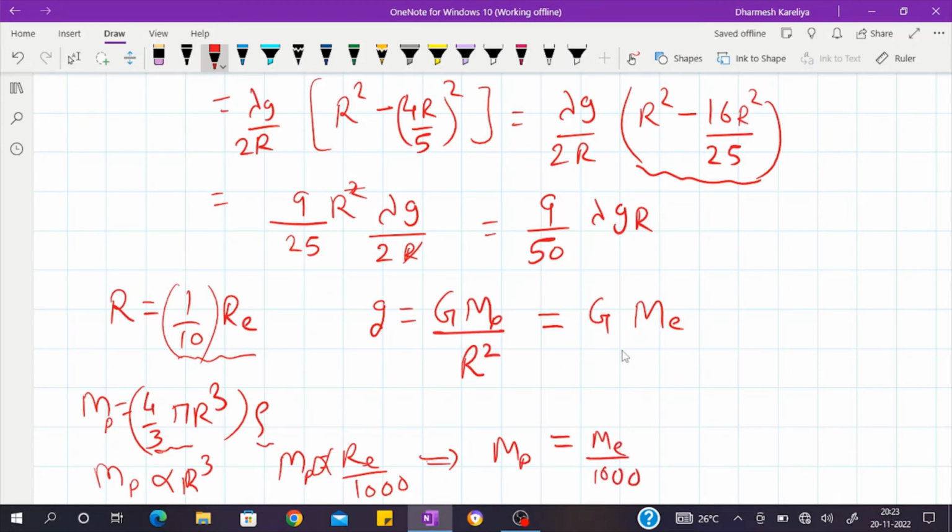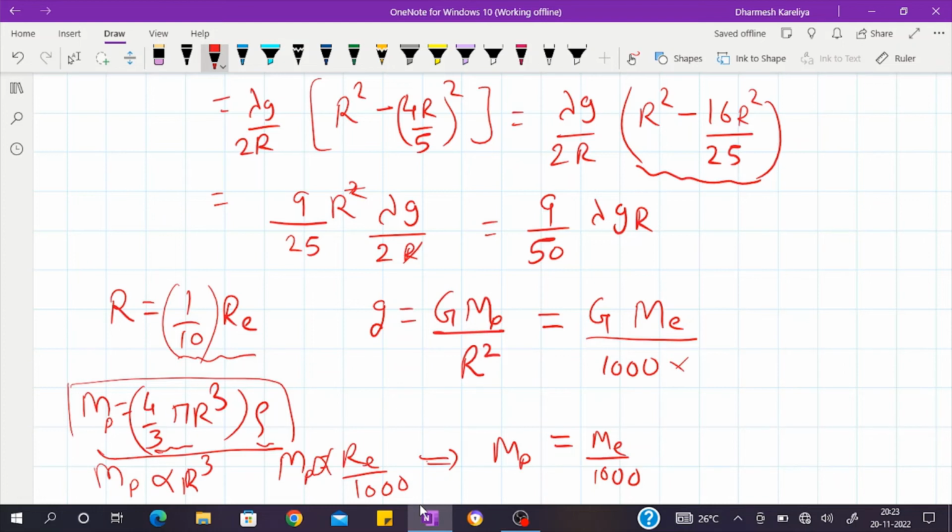This is a shortcut way of finding the relation between the mass of the planet and the mass of Earth, and I think you are an advanced student, so you should know these shortcuts. Otherwise the standard method is to write this equation, write the same equation for Earth, and divide both equations. 4 by 3 pi and rho will get cancelled, put the value of r, and you will get this relation. That's a long method, a time-pass method. We should not waste time in the exam. So this is mass of Earth upon 1000. Okay, that is the mass of the planet.